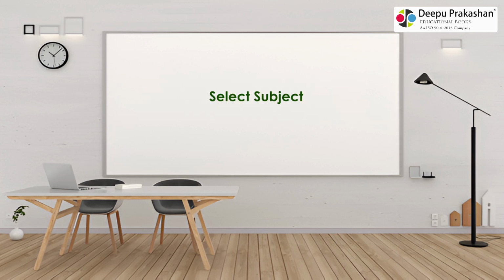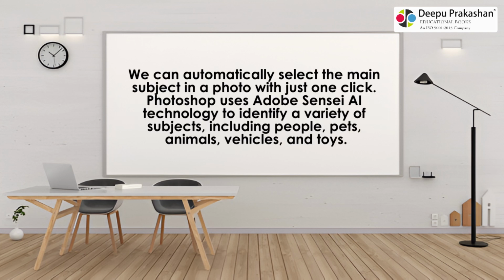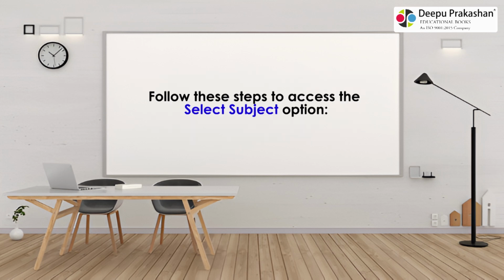Select Subject. We can automatically select the main subject in a photo with just one click. Photoshop uses Adobe Sensei AI technology to identify a variety of subjects, including people, pets, animals, vehicles, and toys. Follow these steps to access the Select Subject option.